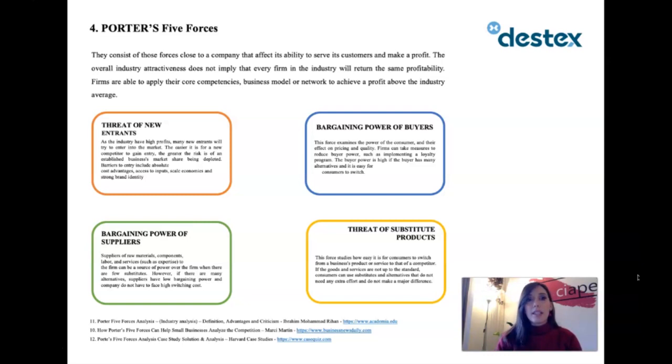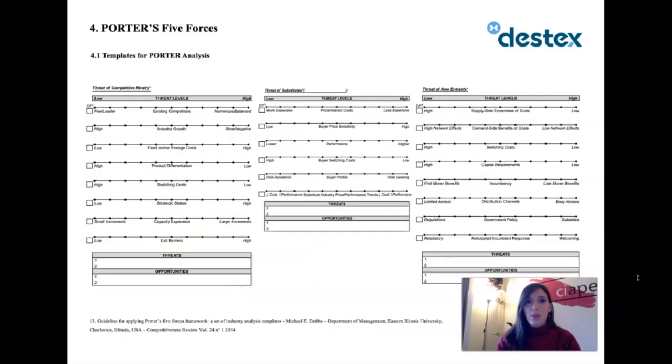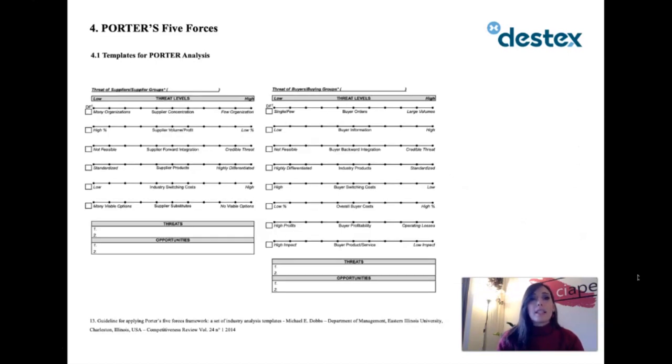It considers how easy it is for consumers to switch from a business's products to another. Rivalry among existing competitors. It considers the number of existing competitors and what each one can do. This template can support an analysis implementation by suggesting different kinds of variables for the different factors and requiring you to assign a grade to each one according to its threat level. It is not required to indicate threats and opportunities coming out of the scenarios drawn for each column factor.